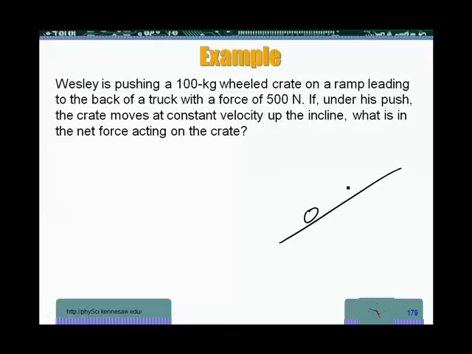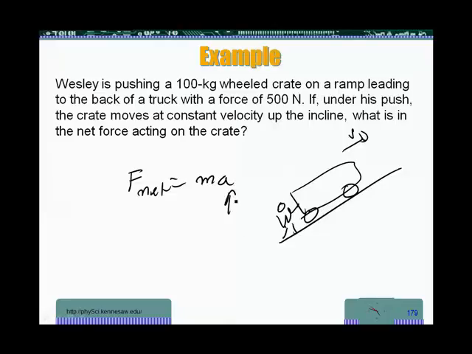Okay, now again, so this is my crate, and we have Wesley here pushing on it, and it is moving at constant velocity. The question is, what is the net force on the crate? Of course, net force is ma. I don't have an acceleration since I have a constant velocity, so my net force is 0.